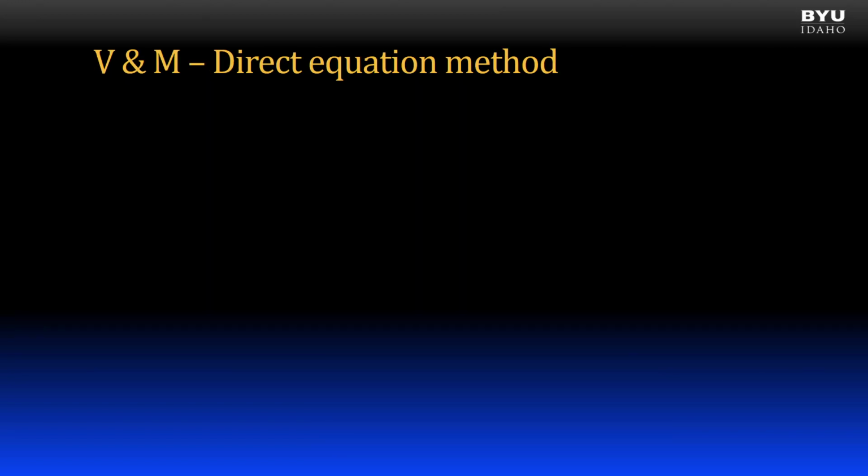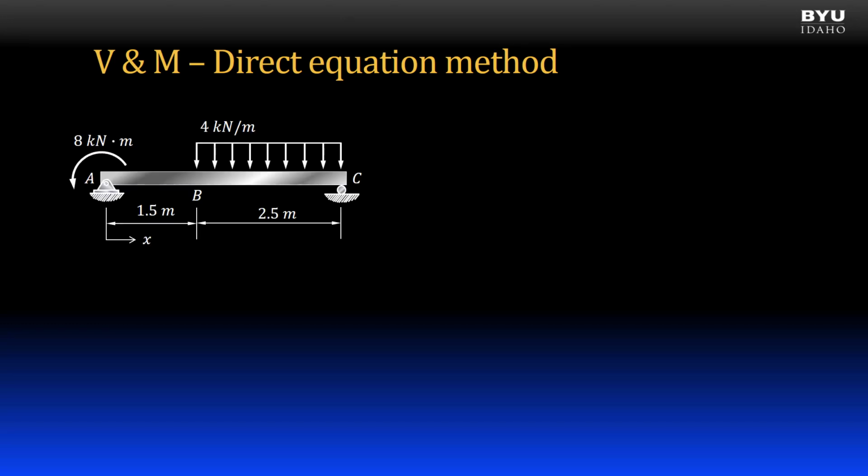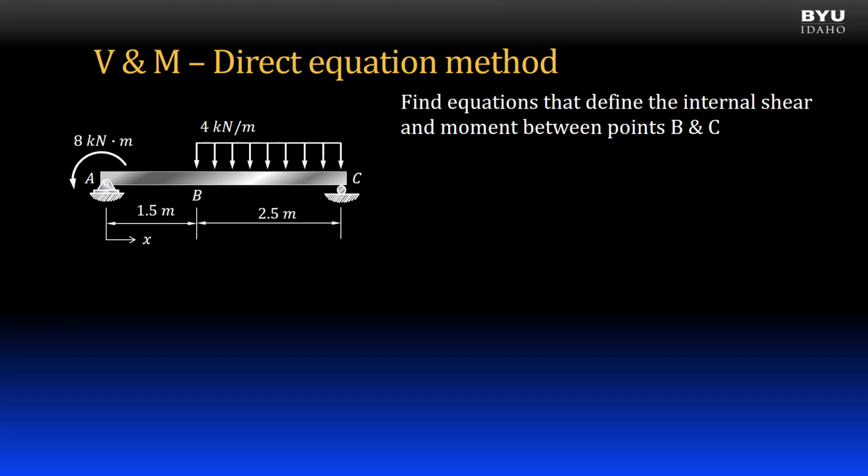Let's look at finding functions for equations for internal shear and moment using the direct equation method. Here's a beam with several external loads applied. Suppose I want to find equations that define the internal shear and moment between points B and C. First, we should note that the equations for shear and moment from A to B are different from the equations for shear and moment from B to C.